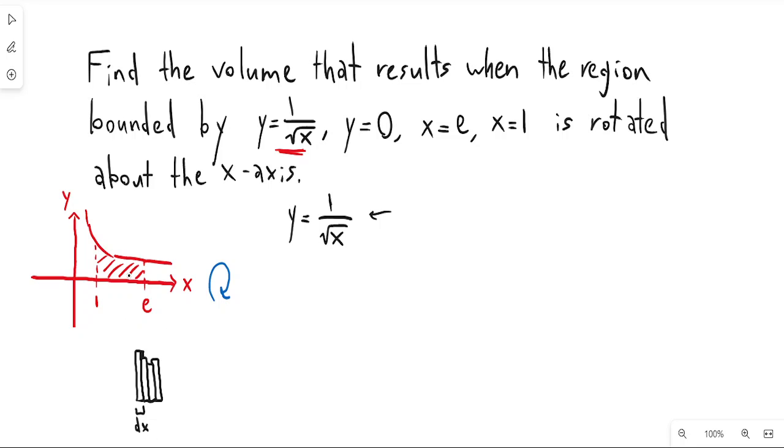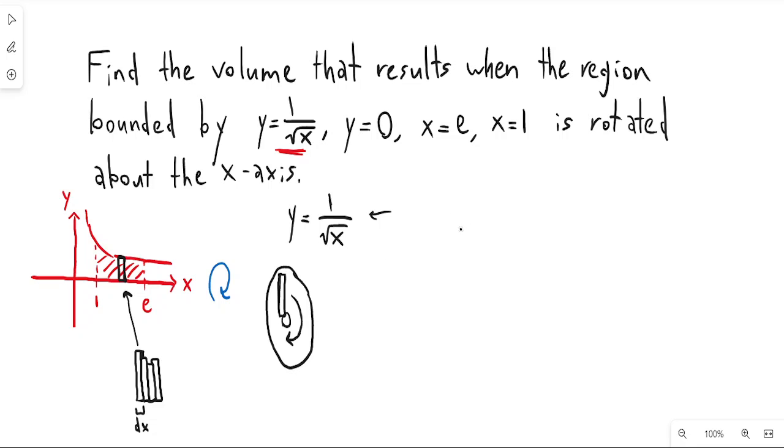Okay, so in this case, what does that mean? Well, if I have all of these rectangles and they are sitting vertically like this, and then I'm rotating them around, what does that look like? Well, that looks like a washer, right? So when you take a vertical slice like this, and you rotate it around, that gives you a washer shape, kind of like this, right? So that means that I want to use washers.